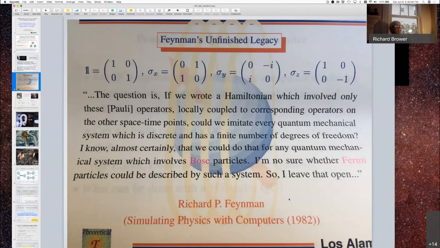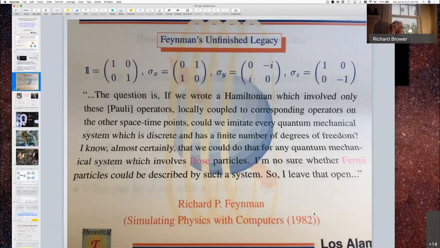And then I read this prescient thing from Feynman. He says the question is, if we wrote a Hamiltonian, as I said, you can write many, many discretizations which give you the same physics. So this goes back to the question of how many ways you can change the problem and still get the same answer. So he's thinking very clearly about this. The question is, if we wrote the Hamiltonian involving only Pauli matrices, so now every operator is only a two-state thing, like an electron, which can just reorient its direction, locally coupled to corresponding operators at another spacetime point, could we imitate every quantum mechanical system? I think he really means field theory, which is discrete and has a finite number of degrees of freedom.